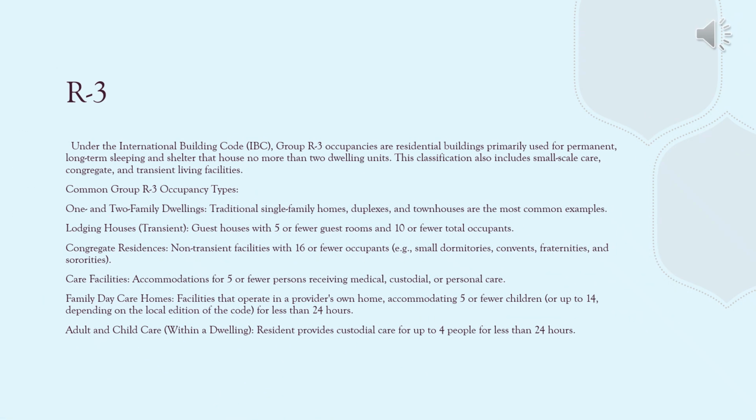R3 is typically your residential occupancy, such as one or two family dwellings, congregate residences, care facilities, certain items like this. You have to look at these very closely because these can be confusing. It's also well to look at these very closely if you're going to be taking the ICC exam because there are some rather tricky, I wouldn't say tricky, but well, yes, I would, tricky questions on the ICC exam.